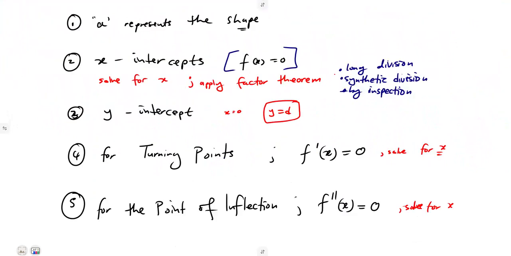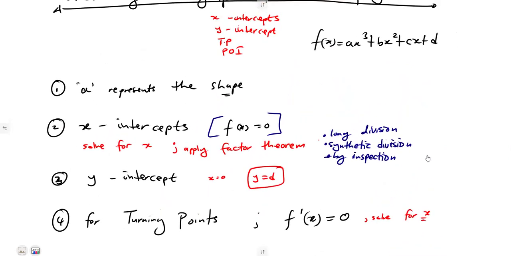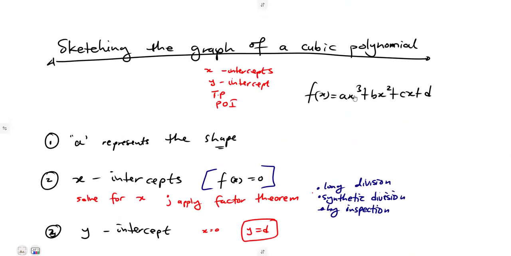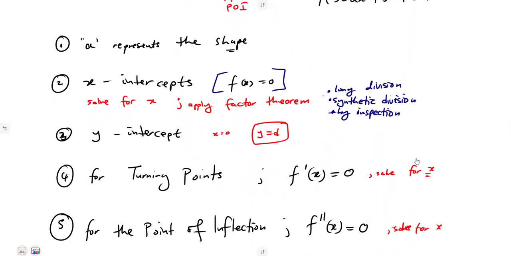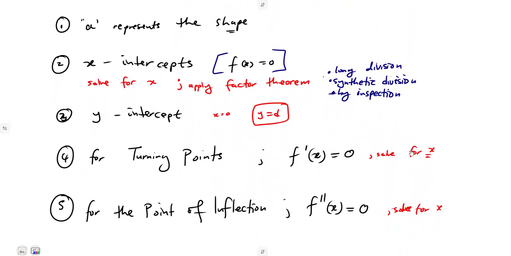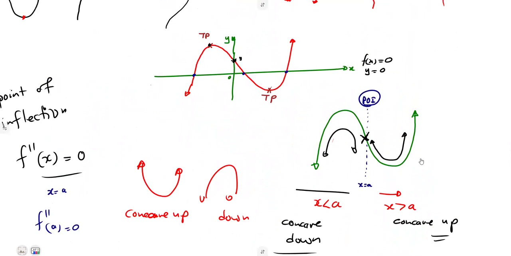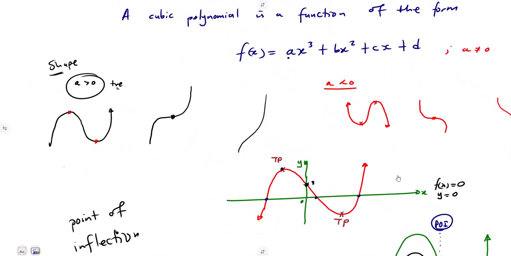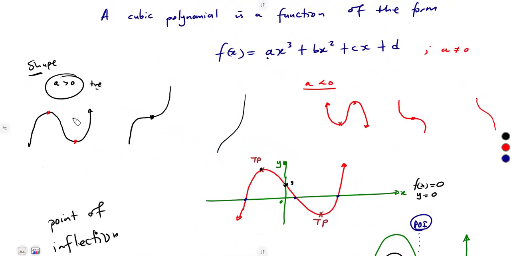So first, we had to consider the shape. A represents the shape, remember, in order for you to sketch this graph of a cubic polynomial. A, the coefficient of x cubed, is for the shape. So we have to consider that from what we had here. Remember, if A is greater than 0, you have your shape like that, right?